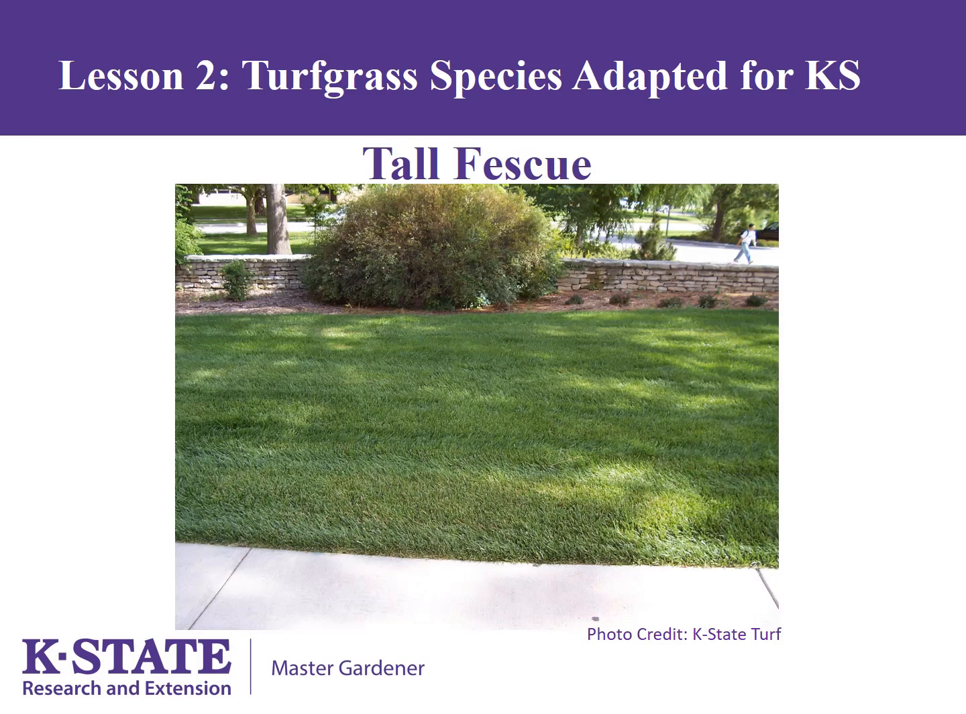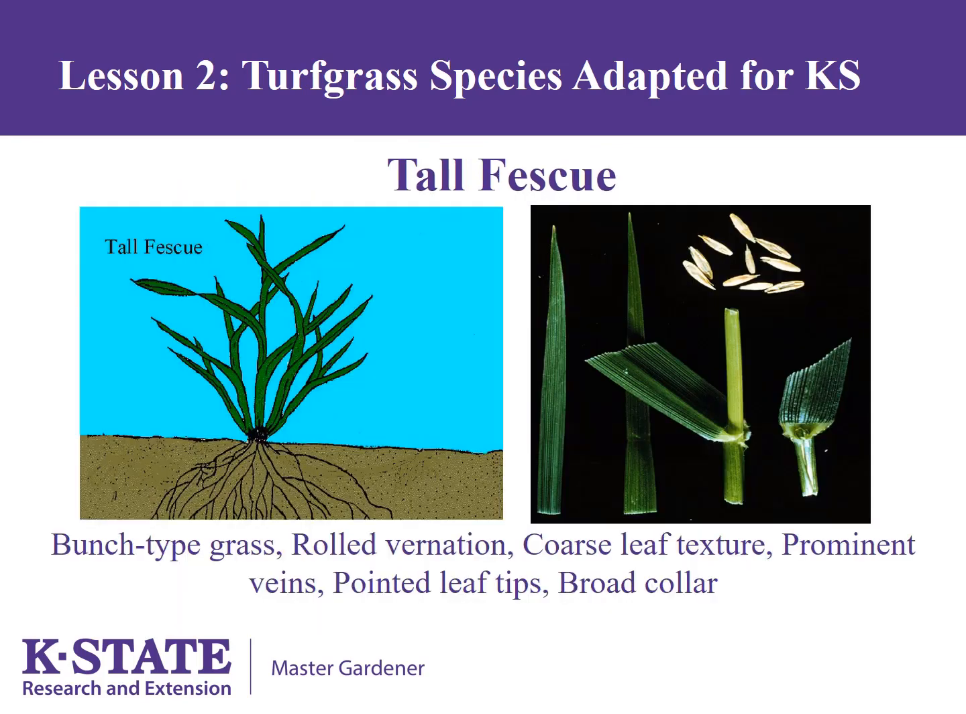It has a lot longer year-round green color. But it is a bunch type grass, which means one seed, one plant. So if we lose this grass in the summertime, we are going to have to reseed in those bare areas. It has rolled vernation. It is a more coarser leaf texture than your other turf grasses. These newer varieties of tall fescue, though, are having a very fine leaf blade, and those are going to be called turf type tall fescues, and we'll get to that in a minute.